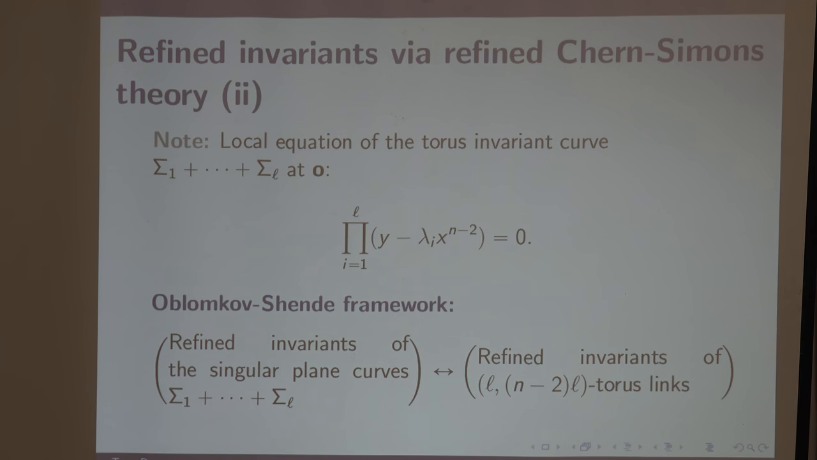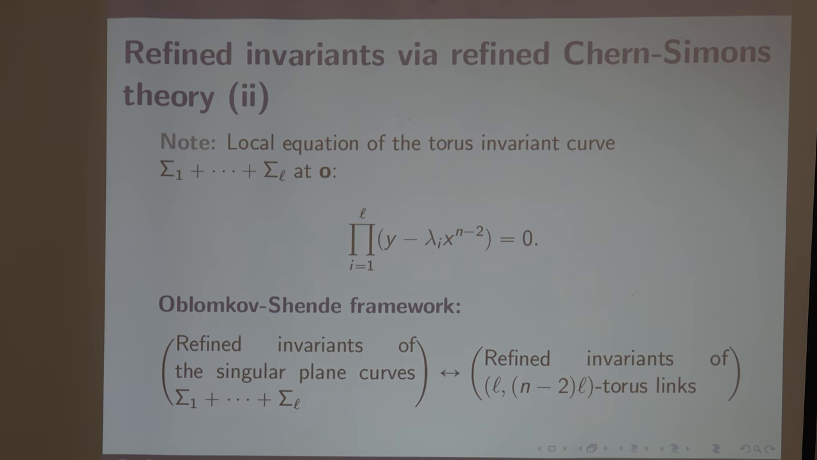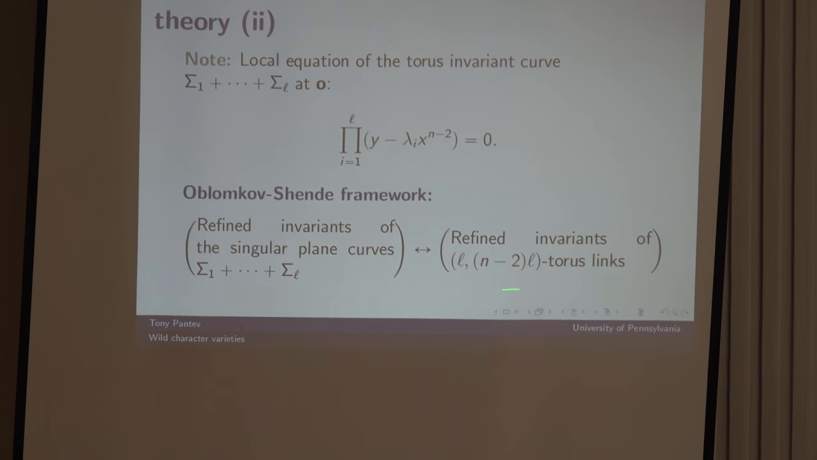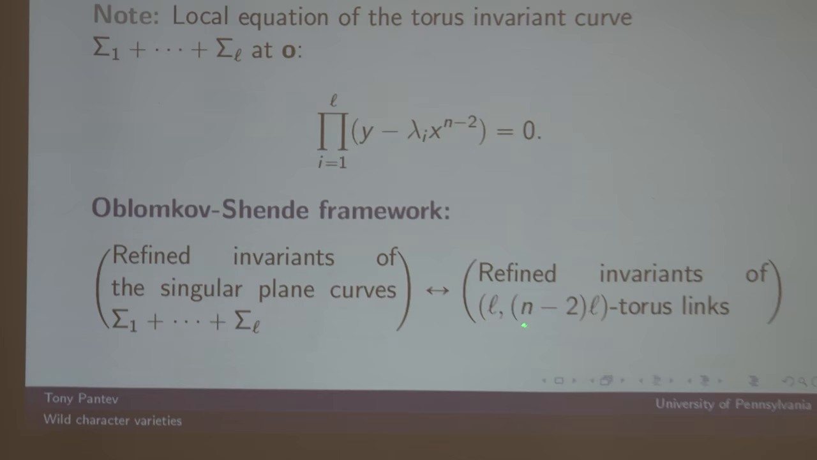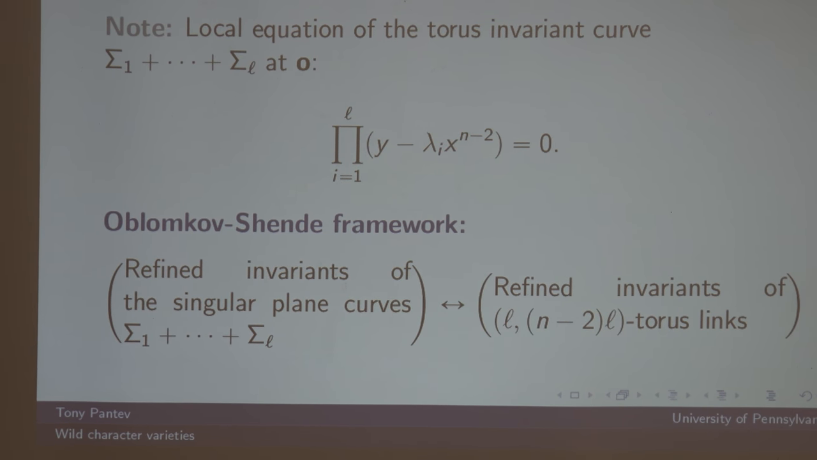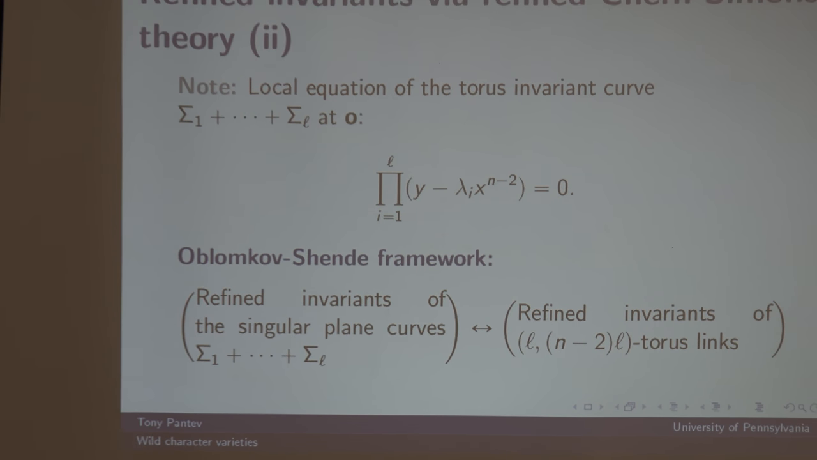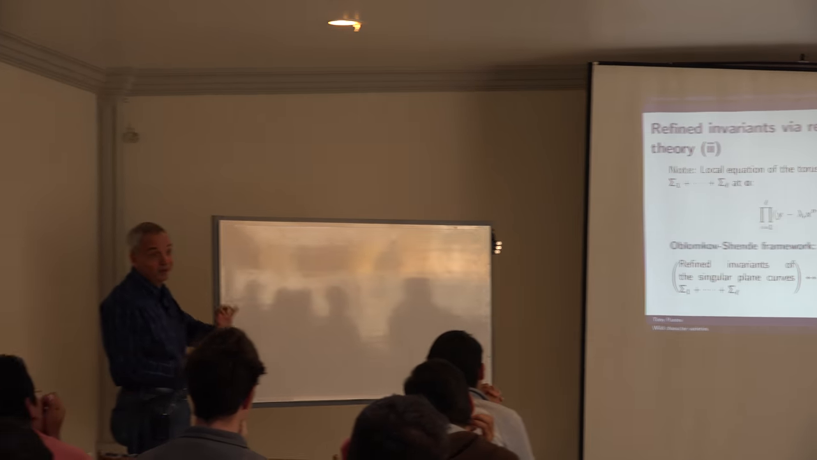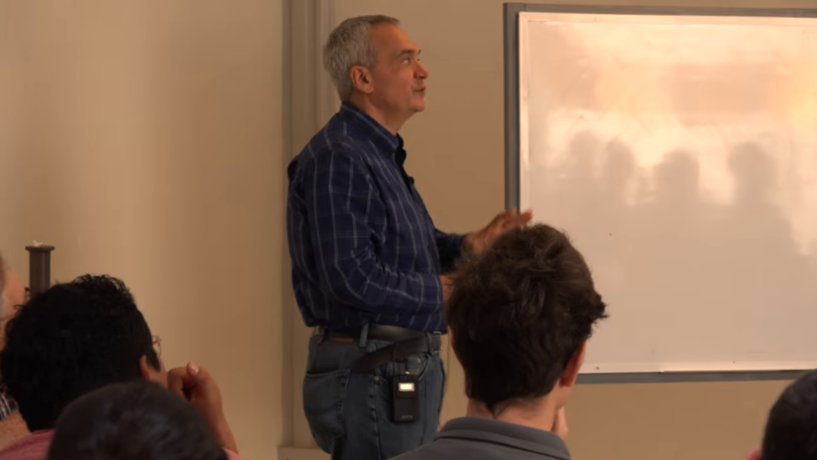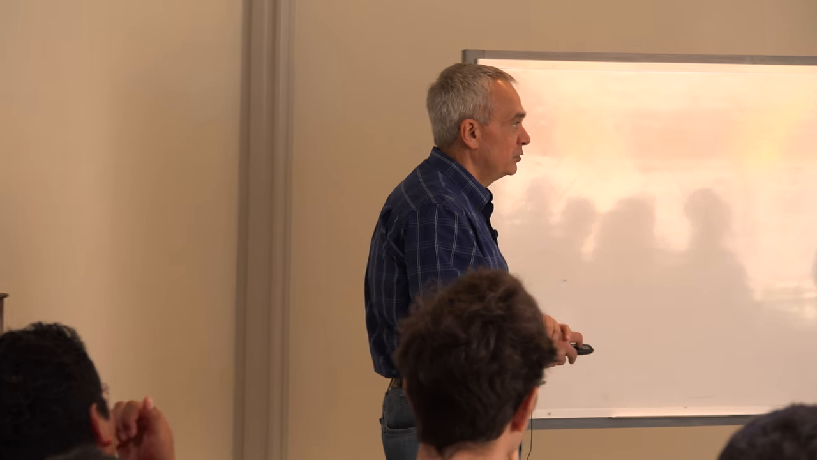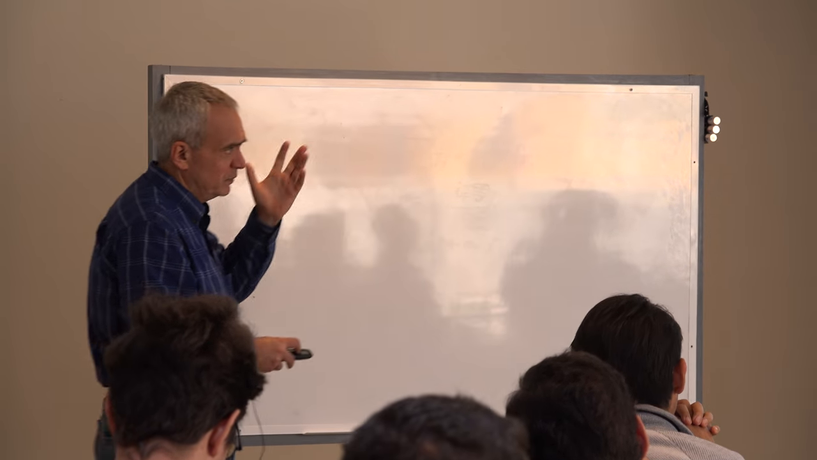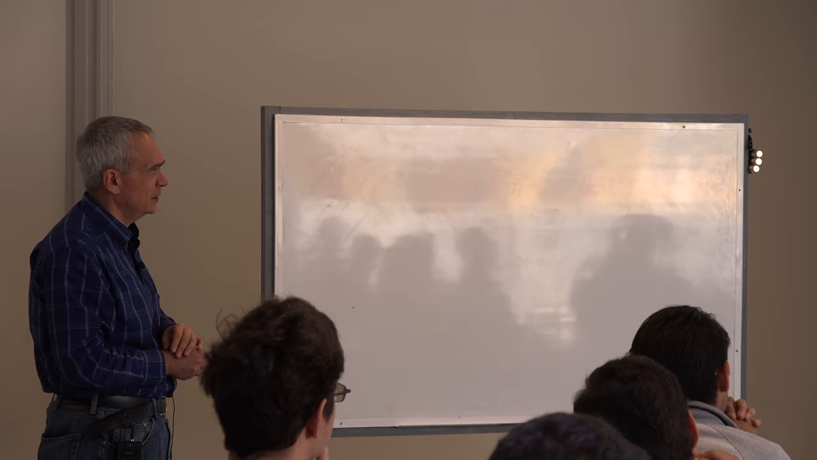And now the Oblomkov-Shende framework says that the refined invariants of these singular plane curves are computable in terms of refined invariants of torus links of type L, n minus 2 times L. And as I said, this is actually a theorem if you drop refined. So the refinement is something that is not in the Shende, Treumann, Williams, and Zaslow paper, but it shouldn't be that hard to extract from their methods.